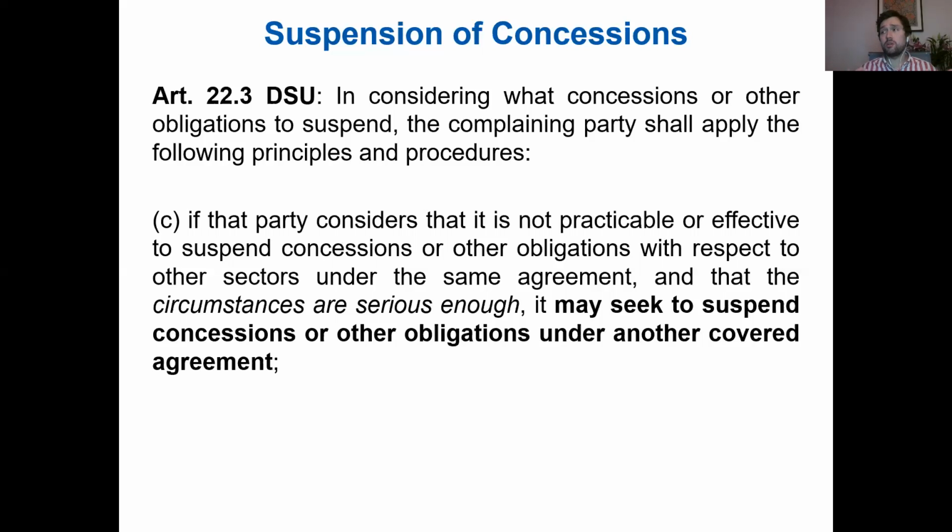In case you understand that you could not effectively suspend concessions with respect to the same agreement, it is most important for smaller economies that cannot that easily hit the producers of the US, because they may not even import as many goods to reach the compensation level as permitted and authorized by the DSB. So actually, you can cross-retaliate in other sectors.